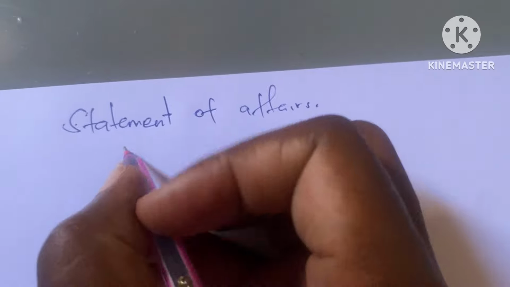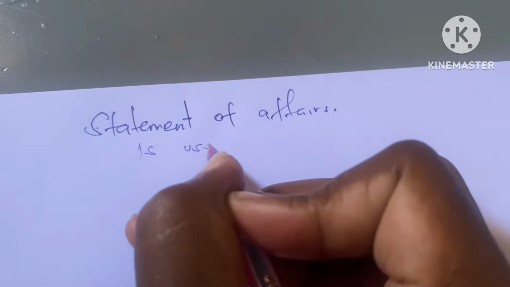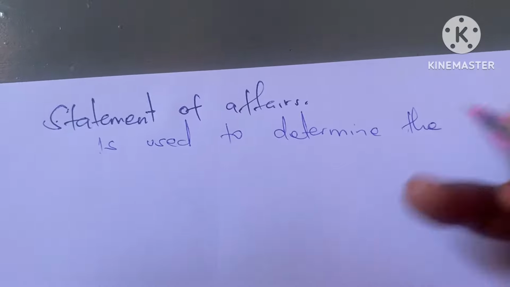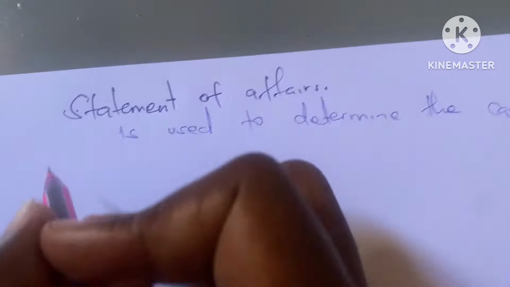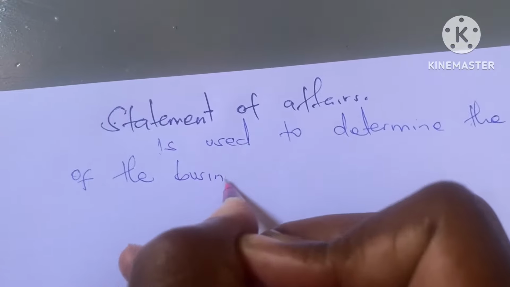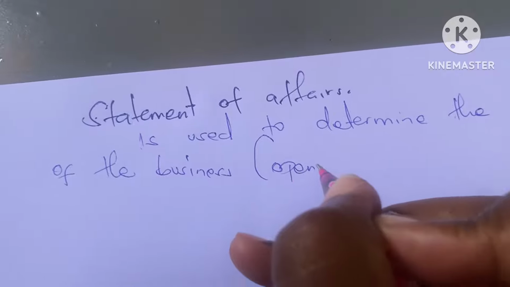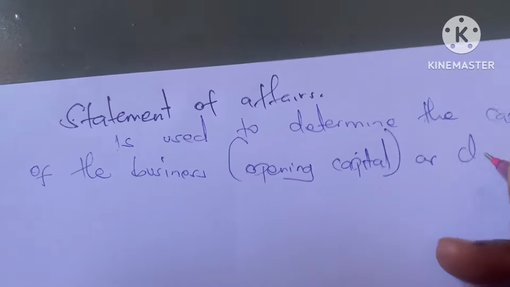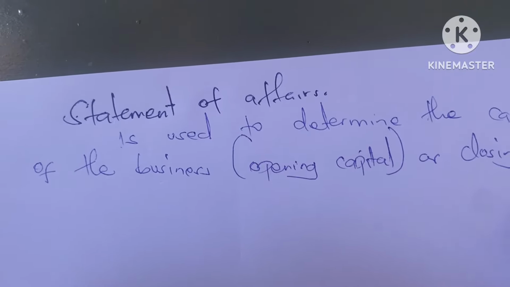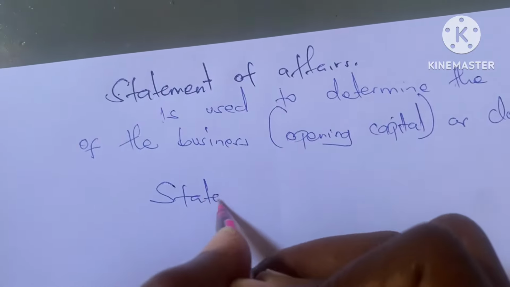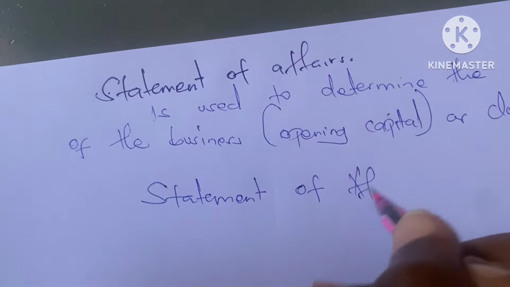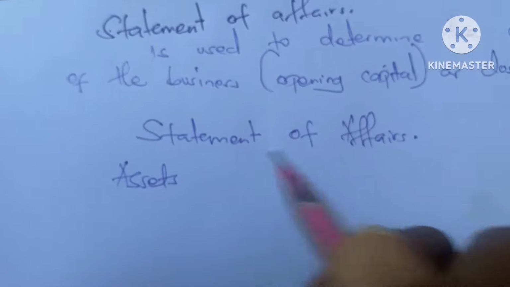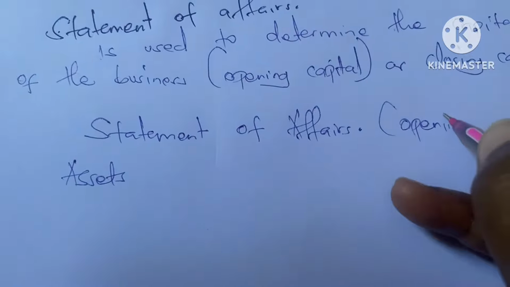So the statement of affairs is a statement that is used to determine the capital of the business, and most of the time it is the opening capital, but it can also be the closing capital. So what's the format of the statement of affairs? We usually have assets. Let's assume we are determining the opening capital.